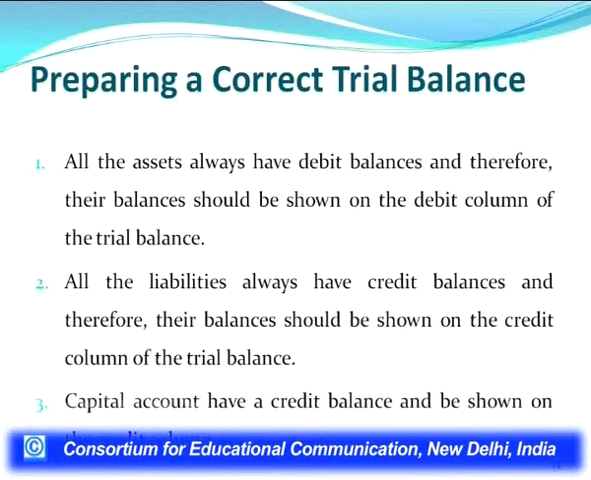Then second is liabilities. All liabilities always have a credit balance. As per the rules of debit and credit, an increase in liabilities is credit, a decrease in liability is debit. So liabilities have either a nil balance or a credit balance. Their balances should be shown in the credit column of the trial balance. Capital account: normally the capital account has a credit balance if otherwise any direct information is not given.